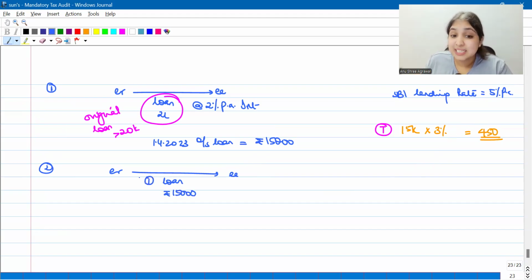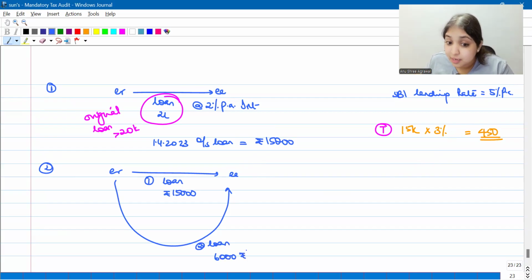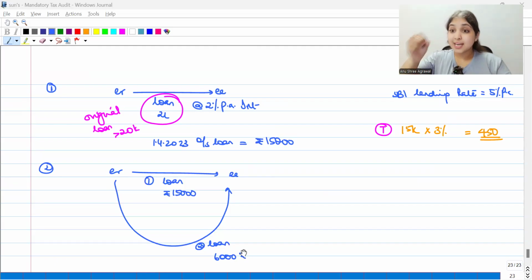Then what happened is, a little later, the employer gave another loan, a second loan, to the employee. This loan was for 6,000 rupees. Notice very carefully, each loan is within 20,000 rupees. Now my question to you is, is it going to be a taxable perquisite or an exempt perquisite?